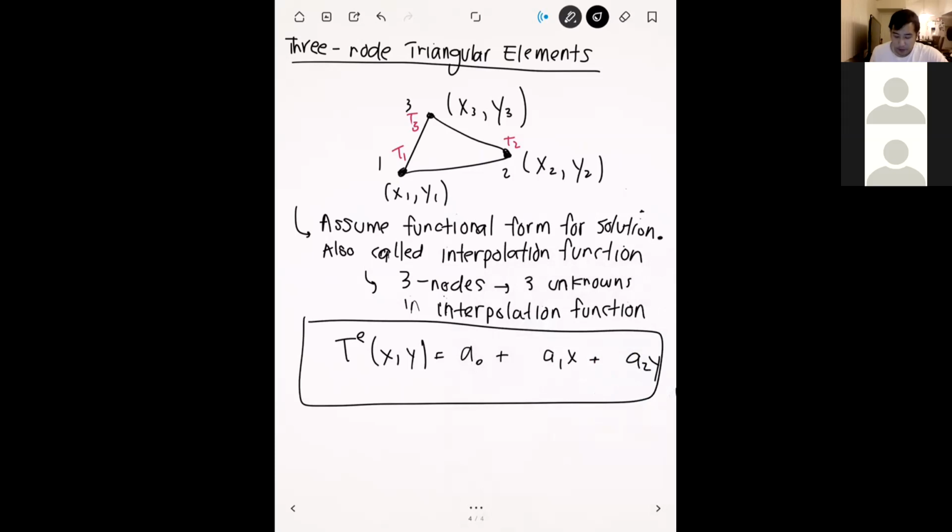And so what this function basically says is that we have a constant term, so that's A0. We have a term that's linear in X, so that's A1X. And we have a term that's linear in Y, so that's A2Y. And so just like we did in the 1D case, we're going to solve for all the coefficients, A0, A1, and A2. And the way that we're going to solve for them is that we're going to require that our interpolation function matches the nodal solution values.